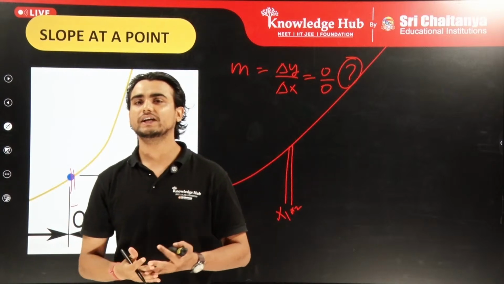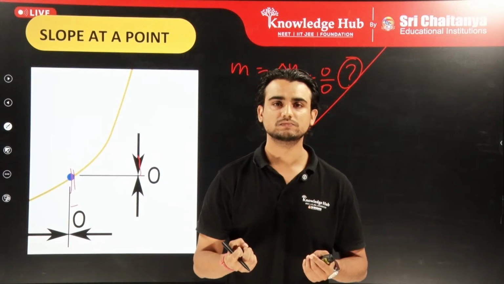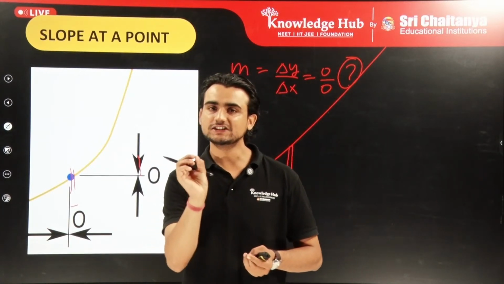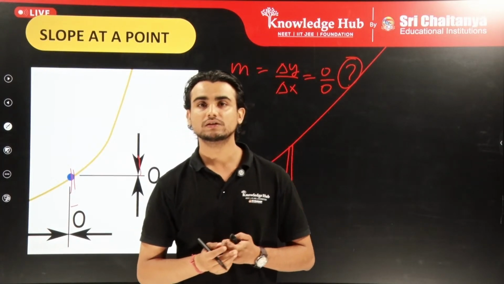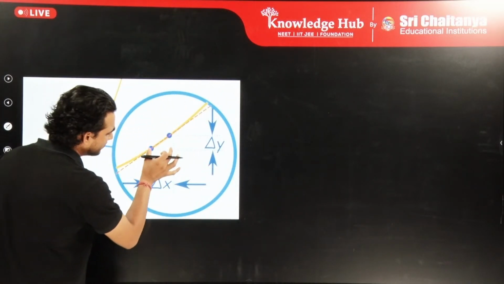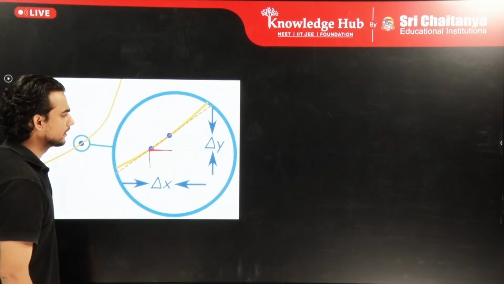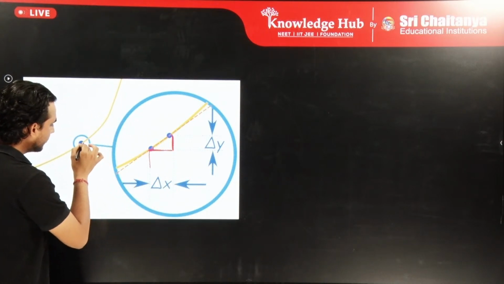For a straight line, we can define a slope very easily. For a curve, we can define an average slope. But if that change is very small, now what about that? So if that change is very small, as I told you, this change is very small. Similarly, there will be a very small change in y. I am taking it at a point.